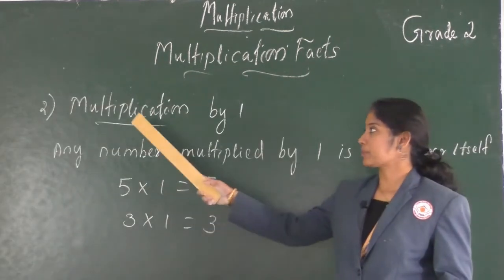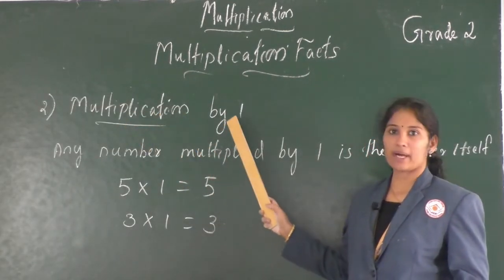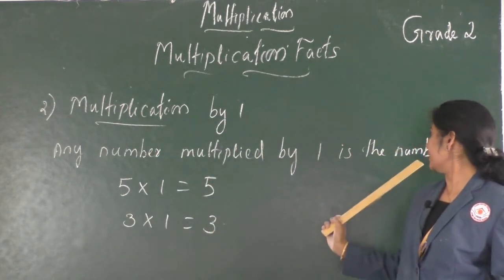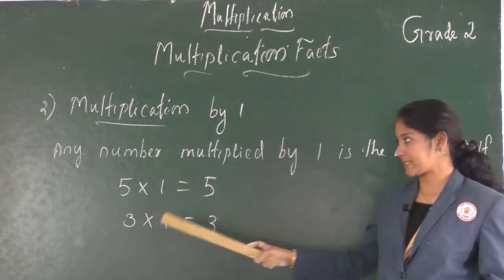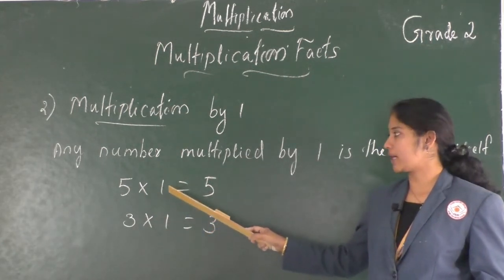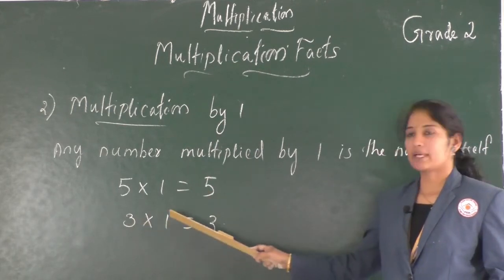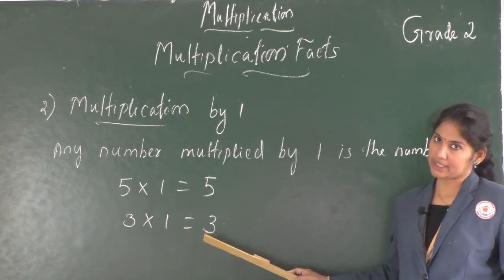Children, next property is multiplication by 1. Any number multiplied by 1 is the number itself. For example, 5 multiplied by 1 is equal to 5. 3 multiplied by 1 is equal to 3.